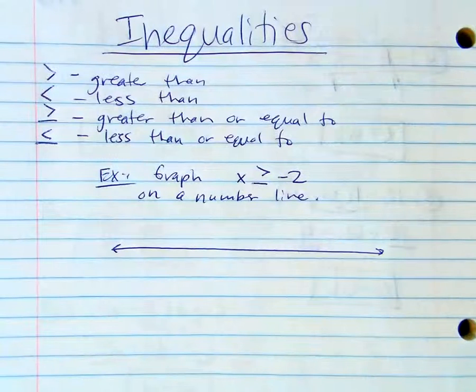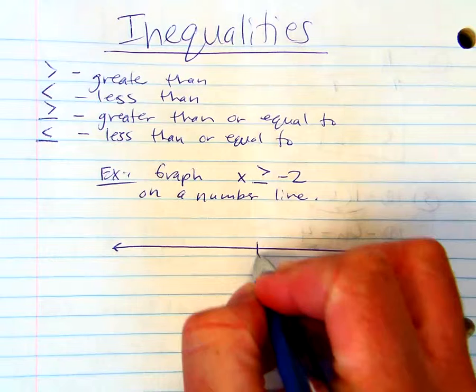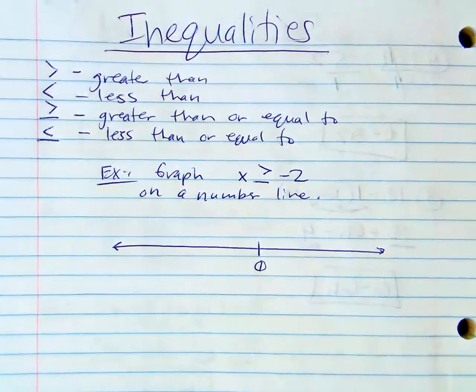There are a few things that I require of you in making a graph on a number line. First thing I require is you put 0 somewhere on your number line. I don't care if it's in the middle, off to the left, off to the right. It doesn't matter where it is to begin with, but you do need to have 0 in the number line. I'm going to go ahead and put it in the middle for this one.